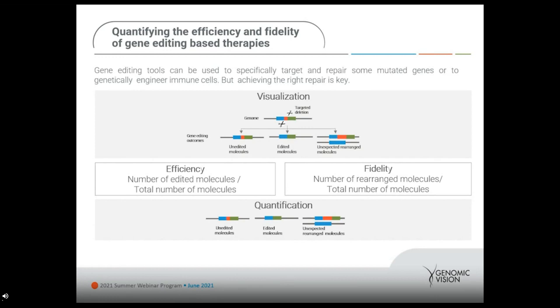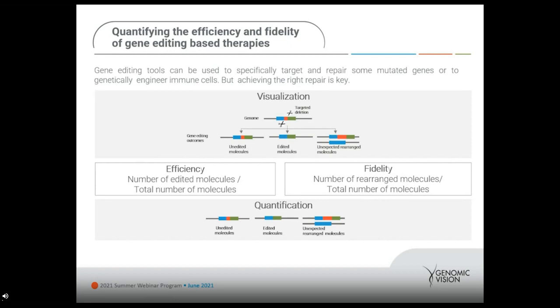We will then visualize the obtained signals and classify them in different categories, so either edited molecules or rearranged molecules. And the rearranged molecules can have a variety of rearrangements at the targeted locus. So we will then quantify each signal per molecule per category of signals.